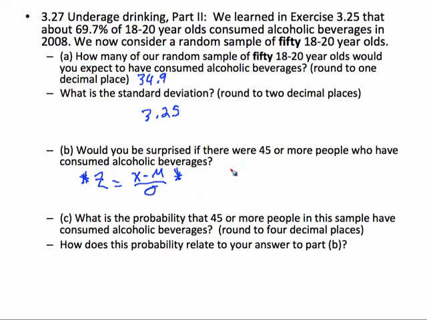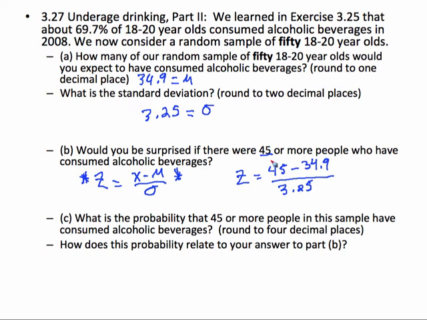Okay, so let's calculate the z-score for our intrepid 45. We want to see that. So z is equal to 45 minus, what did we come up with, mu? Remember, this is mu right here, and this is sigma right here from our previous calculation. So that's going to be 45 minus 34.9, divided by 3.25.